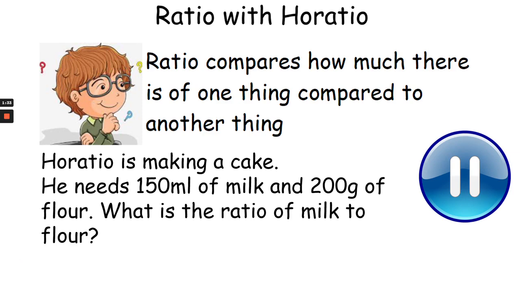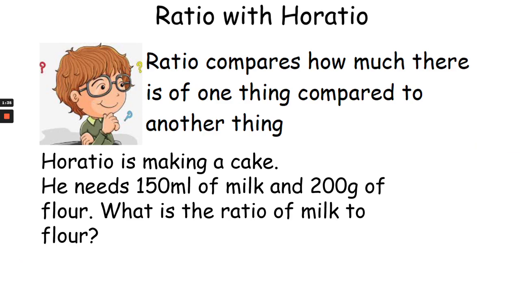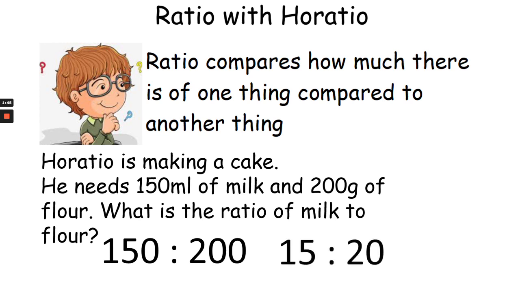Okay, let's see how you got on. We're writing the ratio of milk to flour. The ratio of milk to flour is 150 to 200. That's the ratio. But well done if you spotted that this ratio could be simplified, 15 to 20, or even better in its simplest form, 3 to 4. Really great job, Year 6. Any of these ratios would be correct because they are all equivalent.